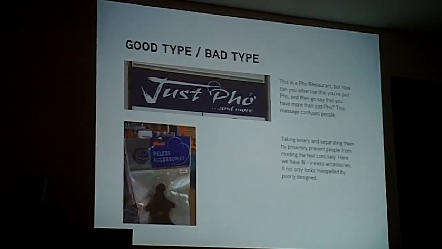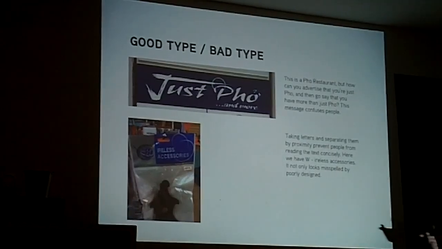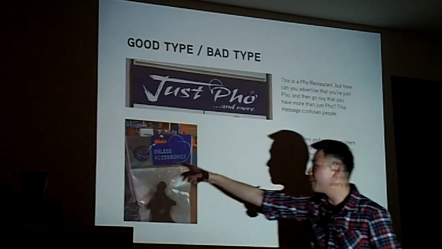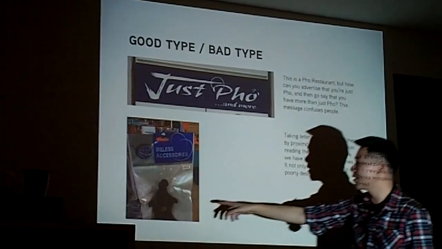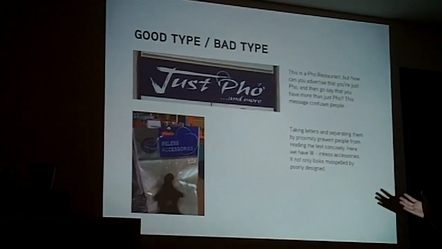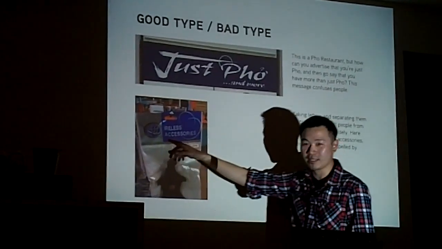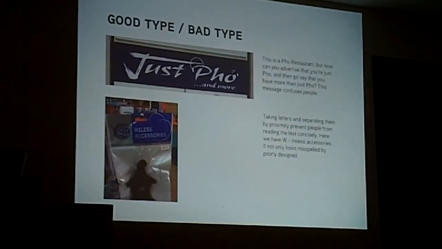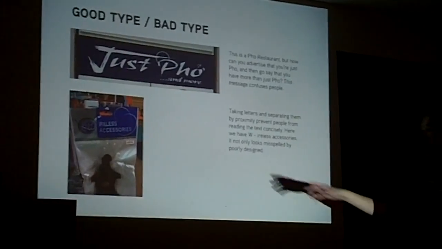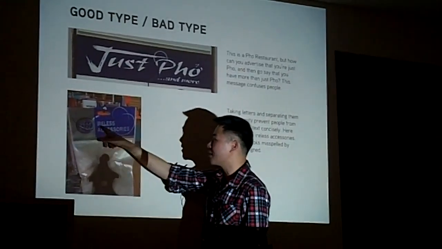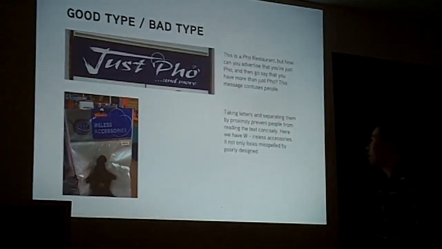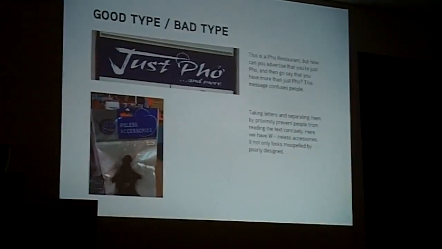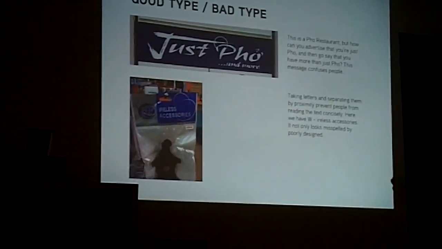This one below it is supposed to be wireless accessories, but because it's separated from wireless, how do you read it? This is where proximity comes into play. It has no association, because the distance is so far, you don't associate it with it. In other words, and not only that, it's in a different typeface than this. So it's a poor decision of the designer, whoever designed it. Terrible.